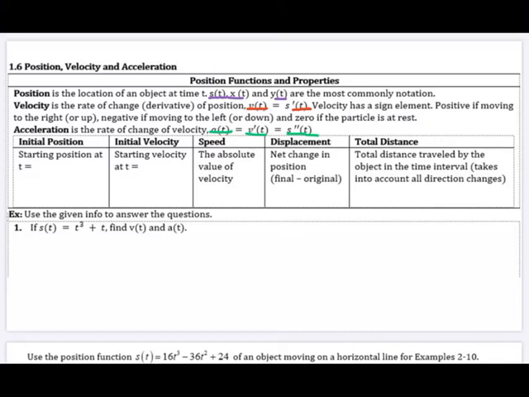So initial position you'll often see represented as s naught, and that's the position at time 0. Similarly, you'll often see v naught used for the starting velocity or the velocity when t equals 0.